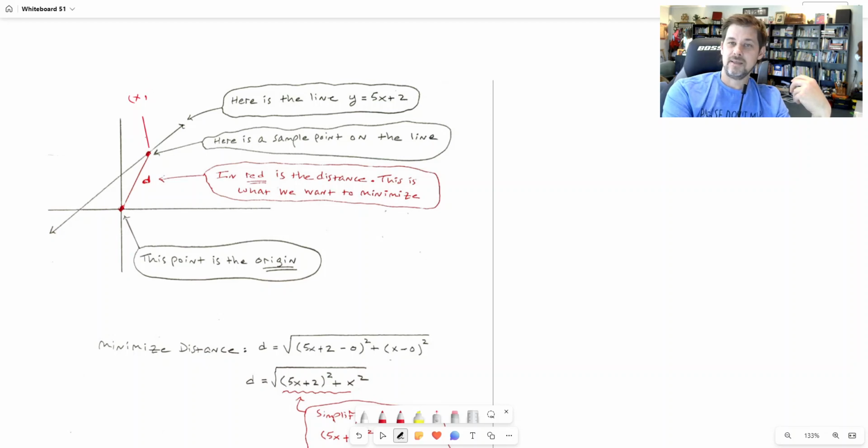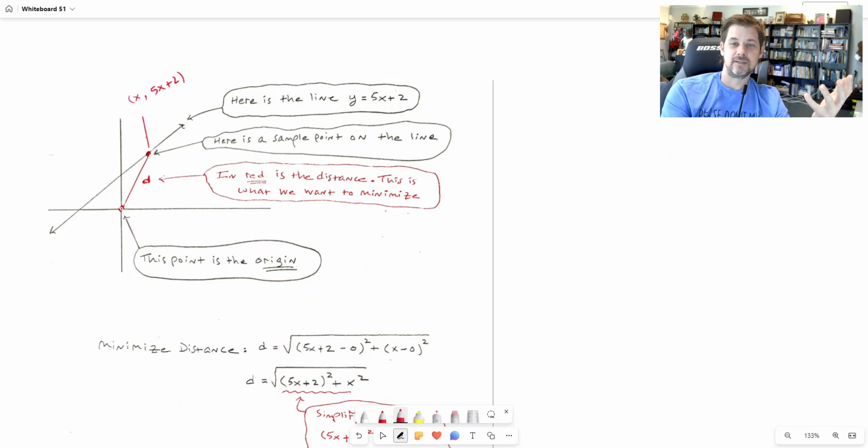And I could say the y coordinate is y because I also don't know that, but then I wouldn't be using all the information I'm given. On this line, because it has equation y is 5x plus 2, that means the y coordinate is 5x plus 2. So I'm going to write the coordinates as x for the x coordinate, 5x plus 2 for the y coordinate. All right, so that's the coordinates of this point.